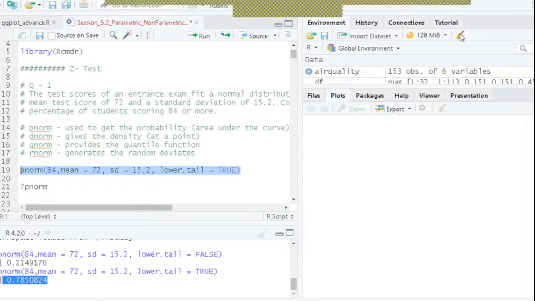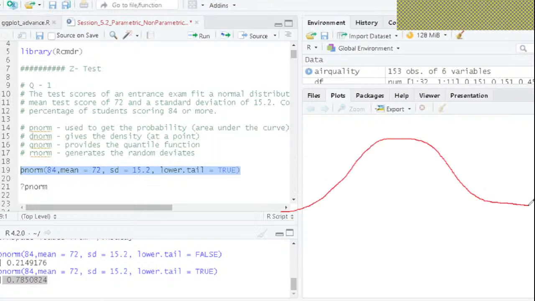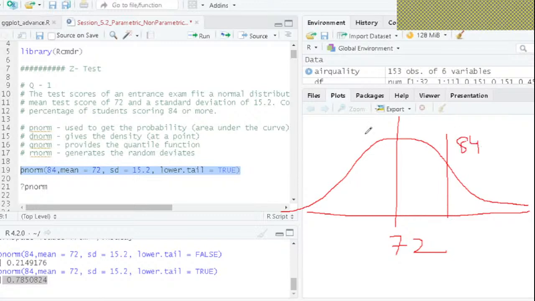So it means now, let me modify this question a bit. This was 72. Right now we have already calculated 84. Now I want you to tell me what is the percentage of students who got scores less than 50? Let me see who will tell me this first.